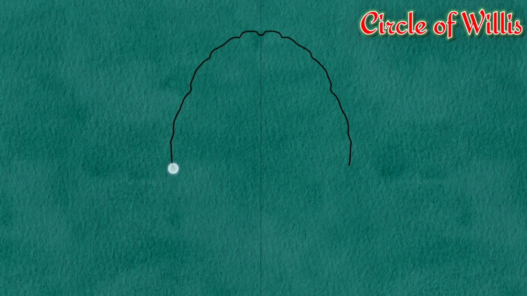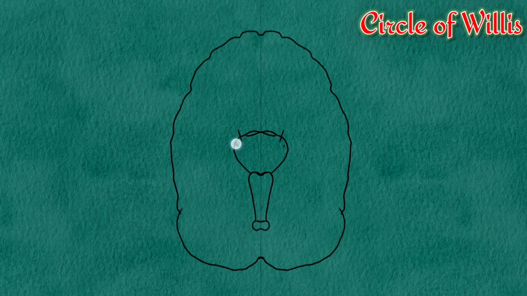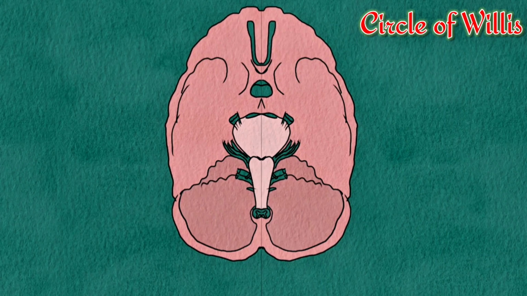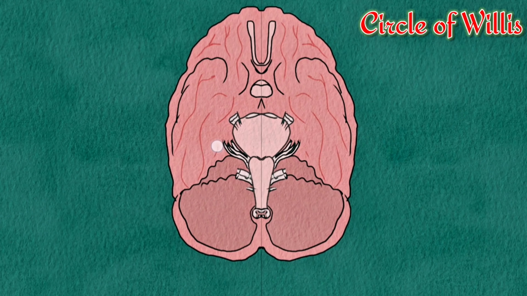The circle of Willis is a circular network of arteries located at the base of the brain that provides collateral blood flow to the brain. It's formed by the anastomosis of several arteries, ensuring that if one artery is blocked or narrowed, the blood supply to the brain can still be maintained by other routes. The circle of Willis is important for maintaining adequate cerebral circulation and minimizing the risk of brain ischemia.